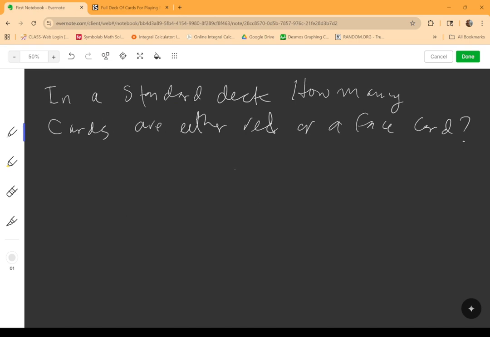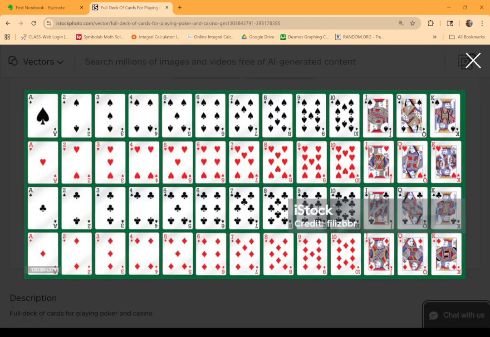All right, so if we do that, we said, well, red, that would be half the deck, right? So 26, and face card, that is 12, and that gives me 38. But this is incorrect, all right? As we can see here, we are counting twice a few of these cards. So the sum principle fails here, because it does not meet the hypothesis of it being disjoint sets. So we need something else.